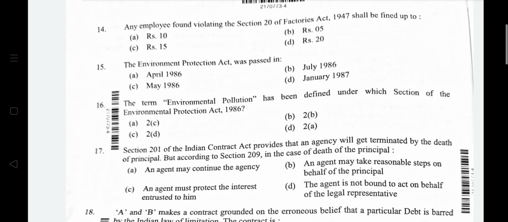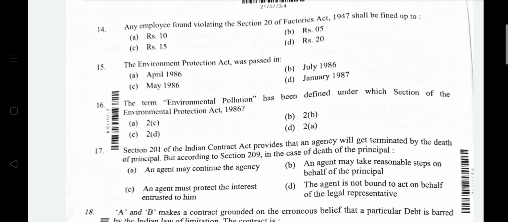Question number 16. The term environmental pollution has been defined under which section of the Environmental Protection Act 1986? Option A 2 clause C, B 2 clause B, C 2 clause D, D 2 clause A. Answer is A 2 clause C.